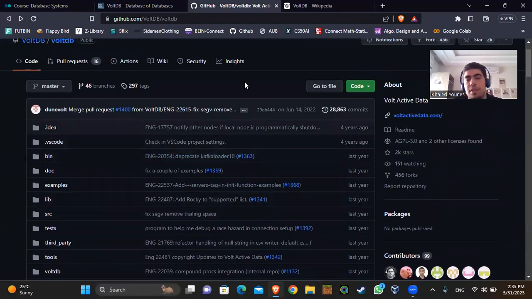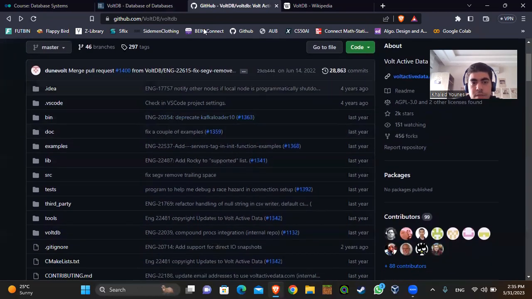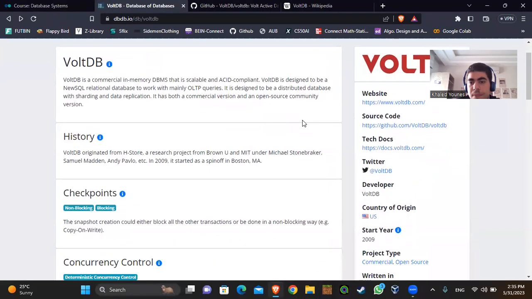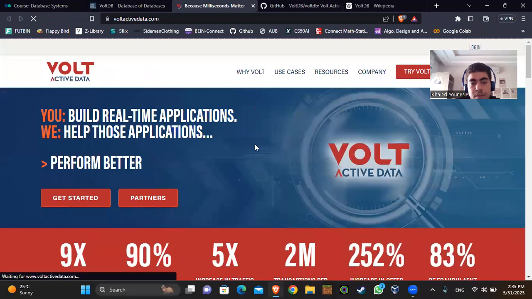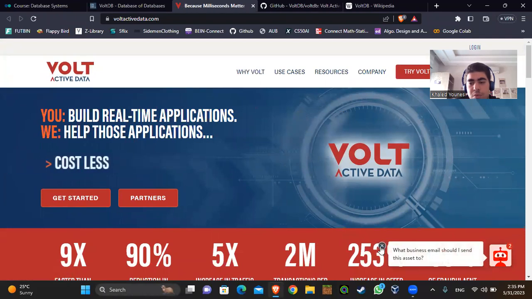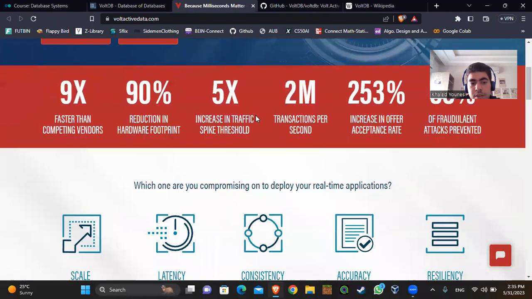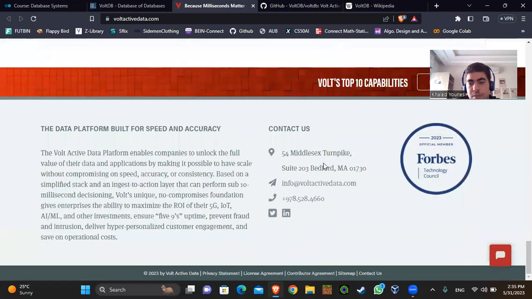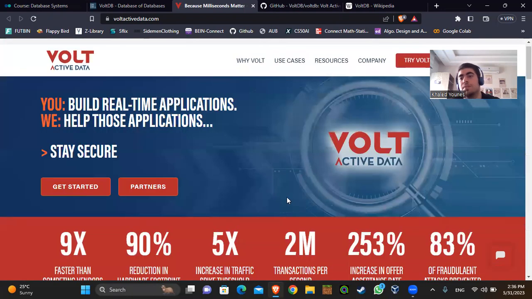And thank you for listening. This was about VoltDB, a type of NewSQL database. This website is Database of Databases. It's also the website of VoltDB, the original website. It was renamed later in 2022 to VoltActiveData. Everything you need to know is here as well. So, this is the original data source of them, the original creators of VoltDB.